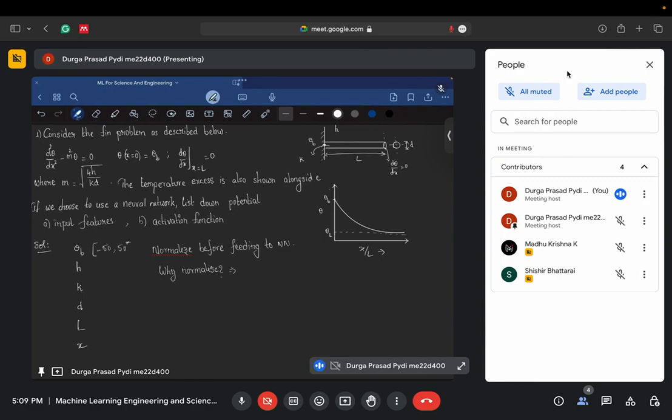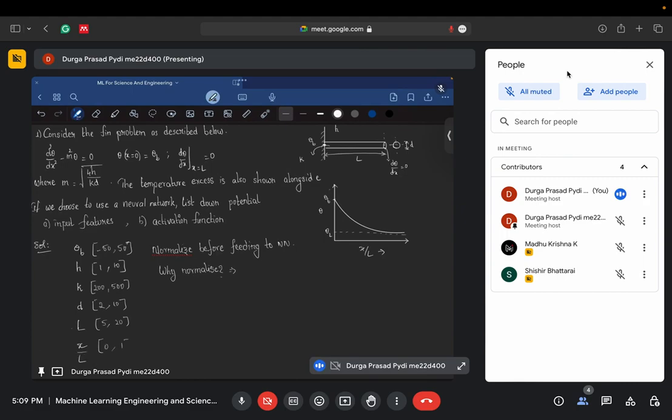H is the heat transfer coefficient, and let's say it ranges from 1 to 10. K is thermal conductivity. Let's say we are using some metal and it ranges from 200 to 500. D is the fin diameter, which can range from a few millimeters, say 2 to 10 millimeters. Length can range from 5 to 20 centimeters, and x depends on this particular length value. X by L can range between 0 and 1.